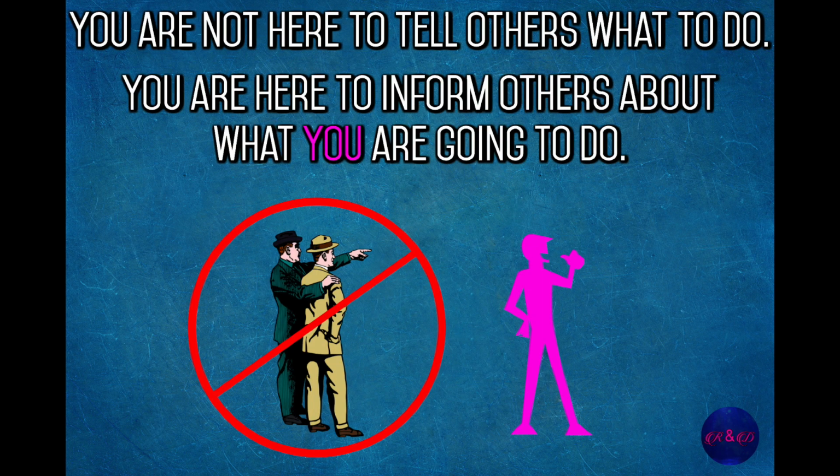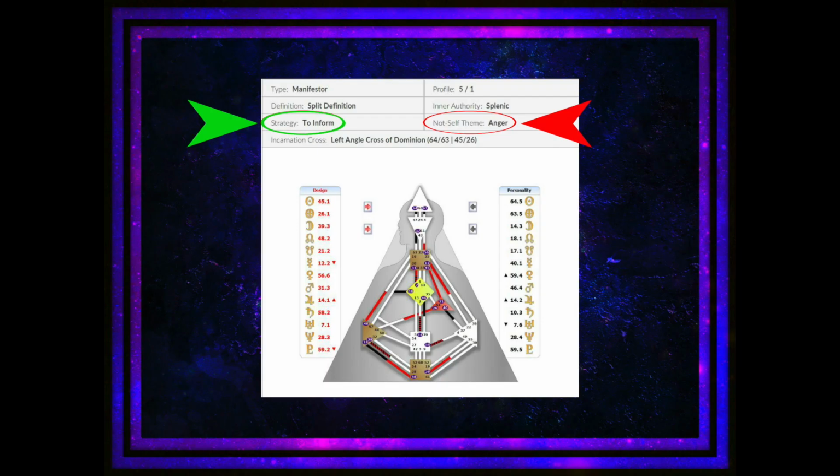You are not here to tell people what to do. You are here to inform others on what you are going to do. There is a big difference, and I recommend that you learn it. Your success strategy is to inform. Your not-self theme is anger. So you can see I integrate this through the teachings a lot here, because this anger is really informing you that you're not really living your life purpose.